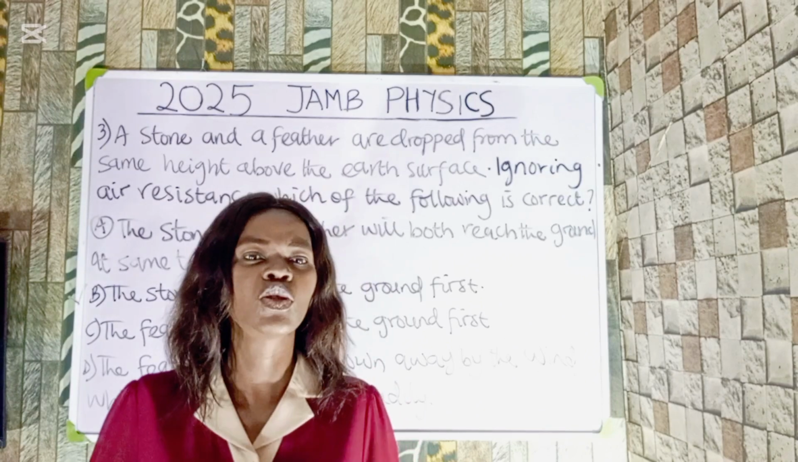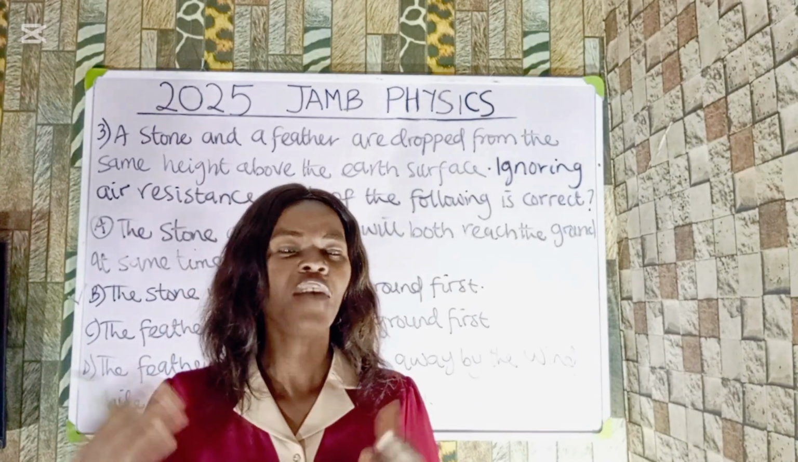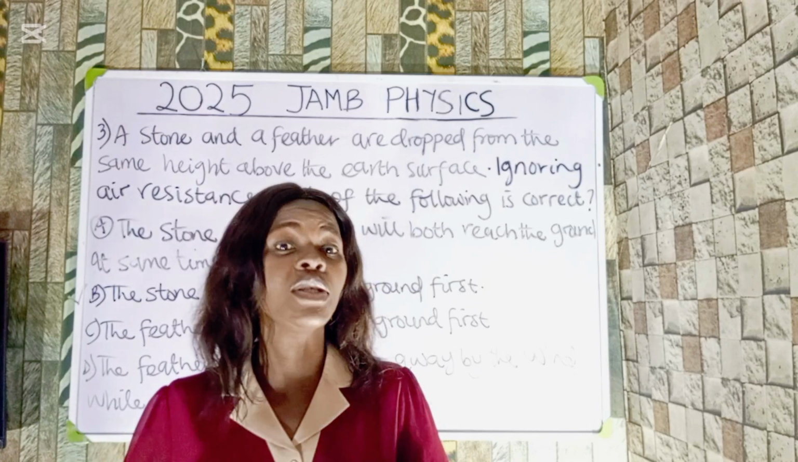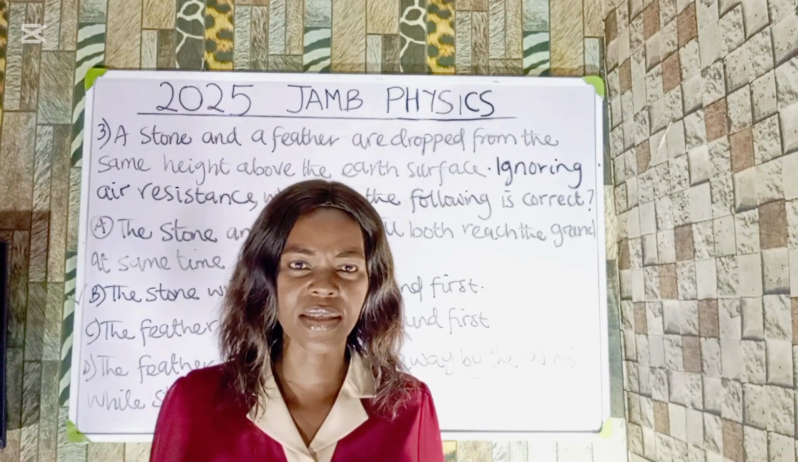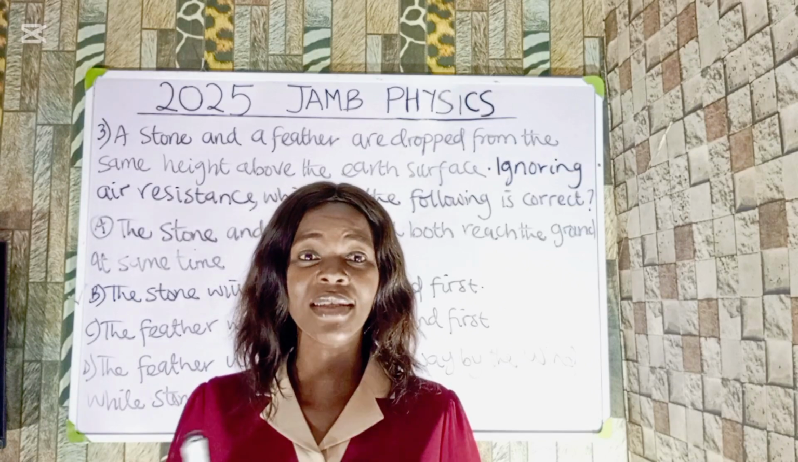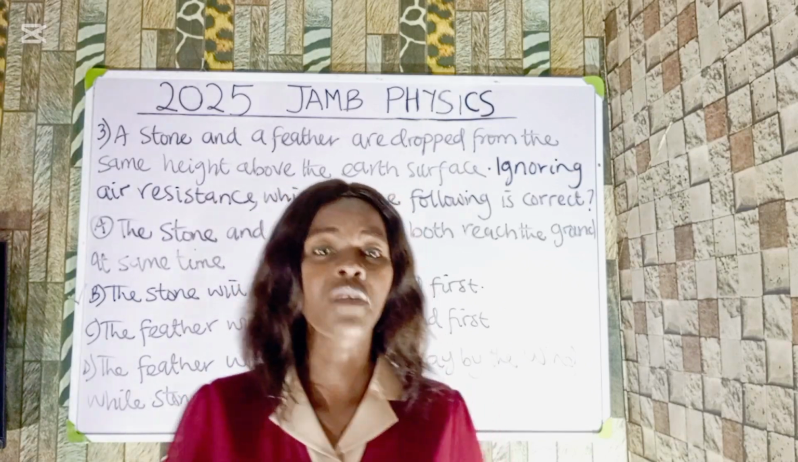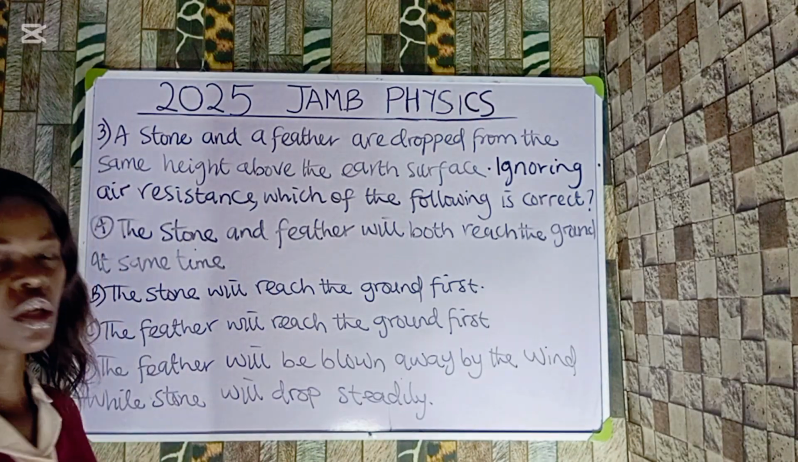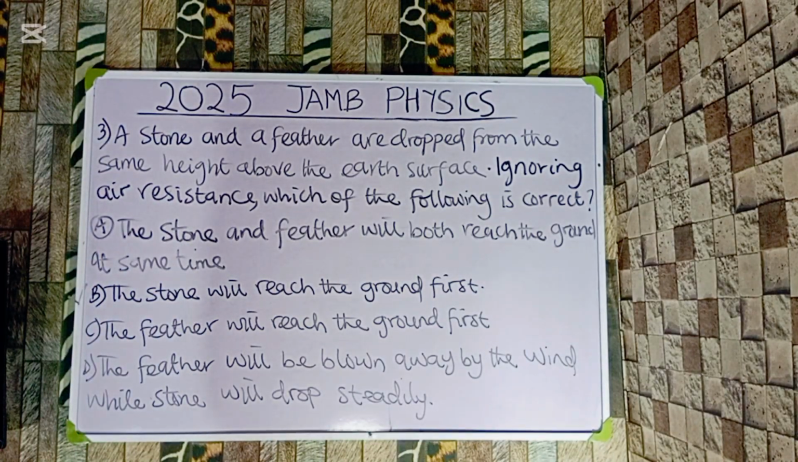Because there is no air resistance and they are falling from the same height and being acted upon by the same force of gravity, which is g, and g is constant all over the surface of the earth, we can agree that both of them will reach the ground at the same time. So the correct option to this question is option A. I hope that is clear.